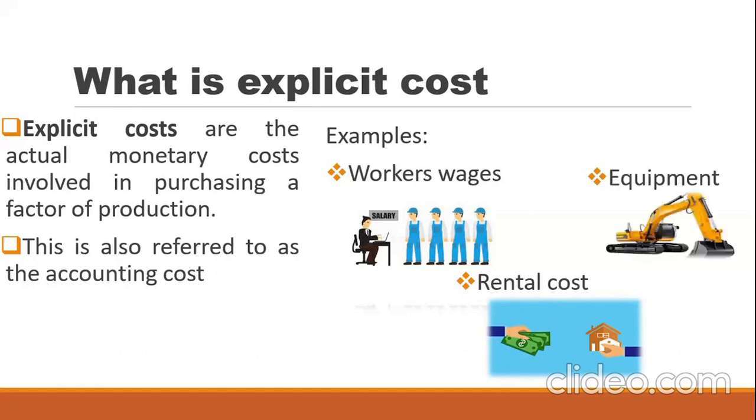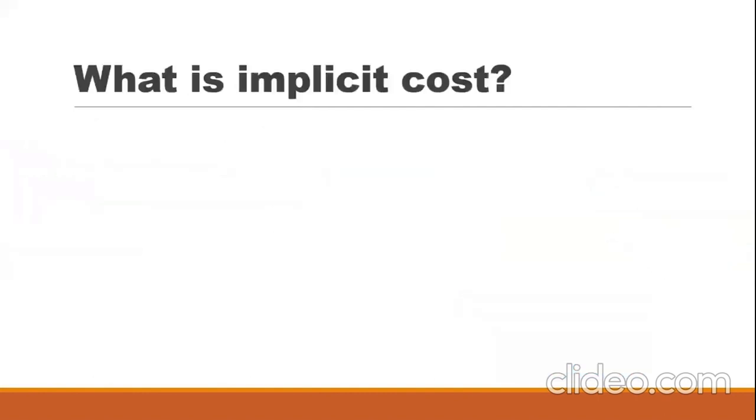Equipment. When you want equipment so that you can produce your goods and services, when you buy machinery, there's a receipt, or there's a monetary value to say that this equipment is 10,000. That makes it our explicit cost. And this is how accountants define costs.